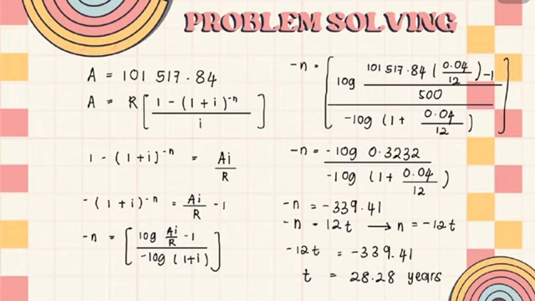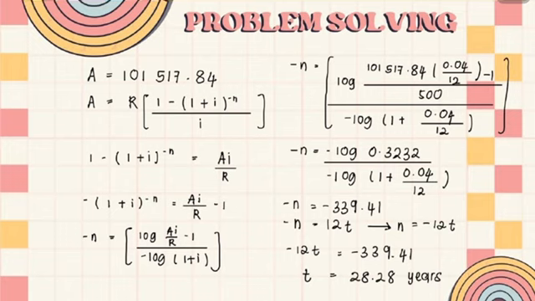For question B, from the formula A equal to R[1 minus (1 + I) power of negative N] divided by I, we will get negative N equal to log of (AI divided by R, minus I) divided by log of 1 plus I. Hence, A is 101,517.84, I is 0.04 divided by 12, and the answer will be negative 339.41.